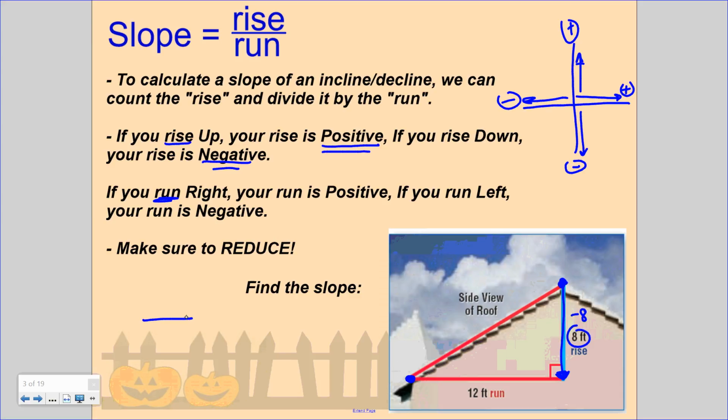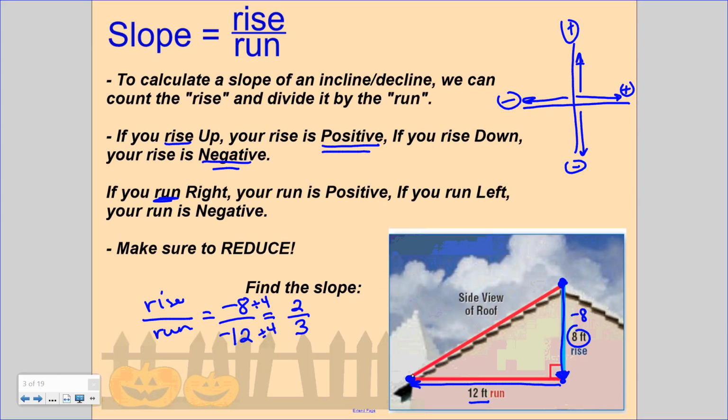Then, so if I'm calculating the rise over the run, we just found the rise was negative 8. Then we look from this point here that we are at, we will run to that next point horizontally. And our run moves to the left 12 feet, making the run negative 12. Finally, we need to make sure to reduce. Negative divided by negative is positive, and we can divide both by 4, making this a slope of 2/3.